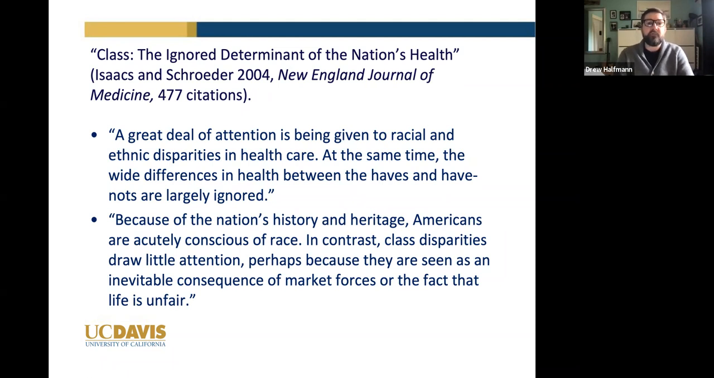So this first one is from an article called Class, the Ignored Determinant of the Nation's Health. It claims a great deal of attention is being given to racial and ethnic disparities in healthcare. At the same time, the wide differences in health between the haves and have-nots are largely ignored. It goes on to say, because of the nation's history and heritage, Americans are acutely conscious of race.